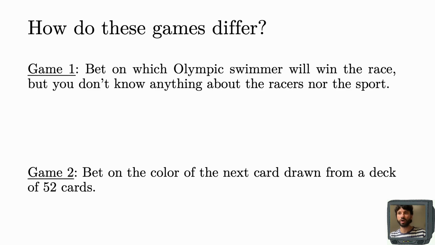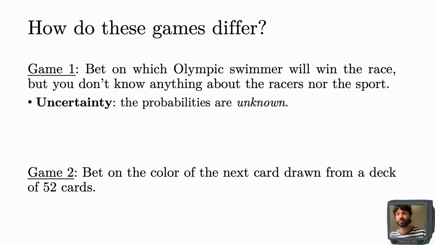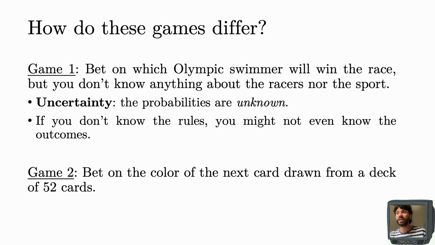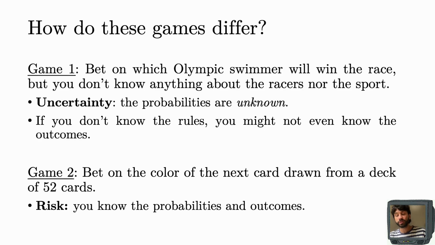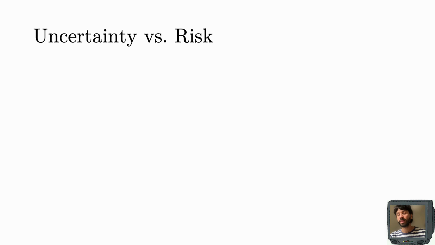These are two different notions of probabilities, in which the probabilities are known or unknown. In this case, it's unknown what the probabilities of each swimmer winning are. And if you don't know the rules, you might not even know the outcomes. So it's very hard to assign an expected value to this game if you don't even know what the possible outcomes are. But another kind of decision is risk, in which you don't know exactly what's going to happen, but you know the probabilities and the outcomes, so you can assign an expected value to this game. You won't know exactly what's going to happen, but you do know the probabilities and outcomes. So let's distinguish uncertainty from risk a little more.